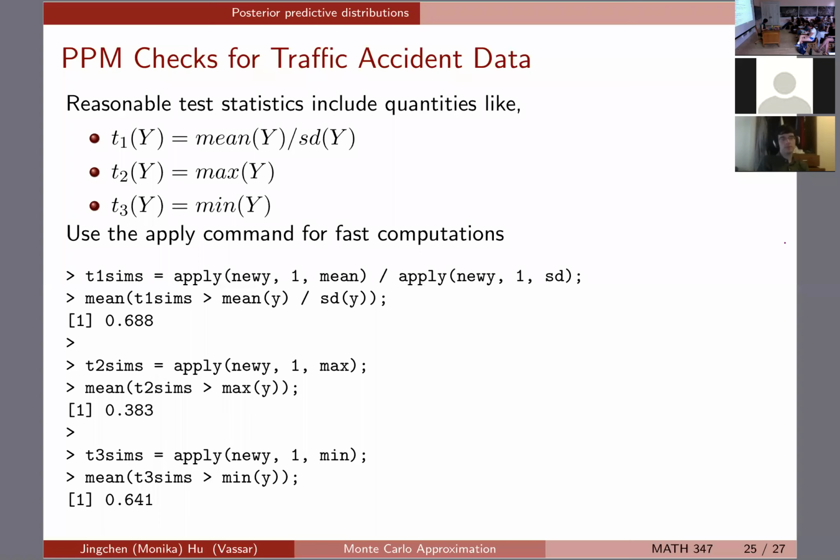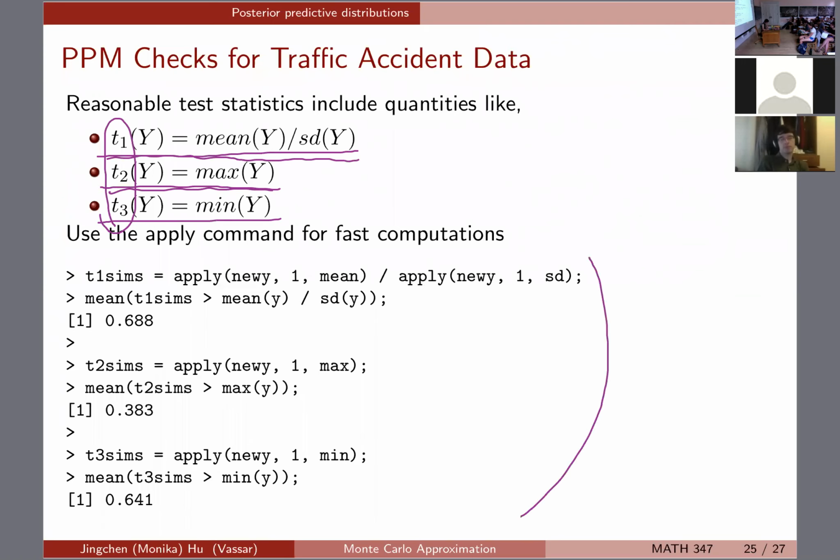So a few things I did over here. I looked at the mean and the standard deviation ratio. So these are all of the statistics, right? The first one looks at the ratio of the mean to the standard deviation. The second one looks at the max. The third one looks at the mean. And this will be the code that you're going to use to do it.